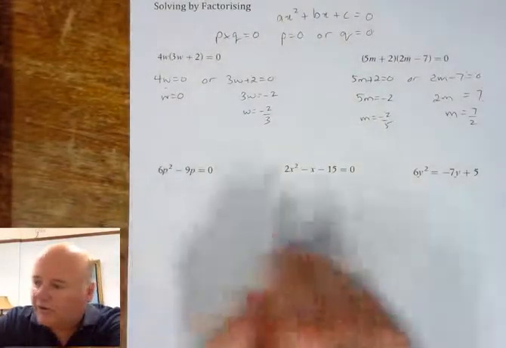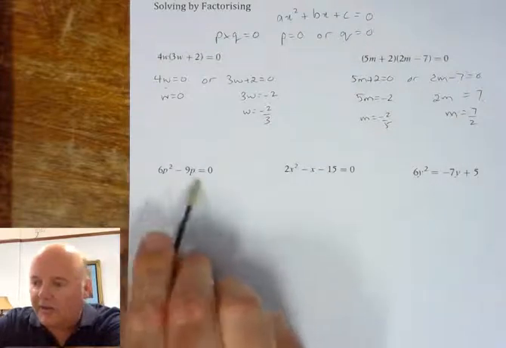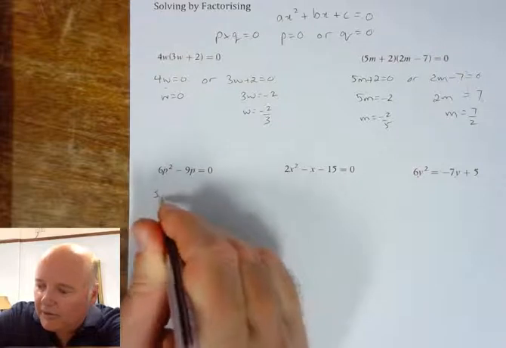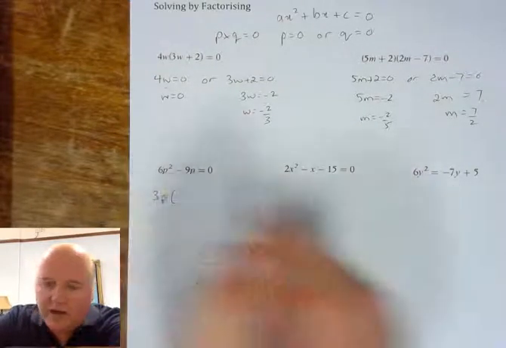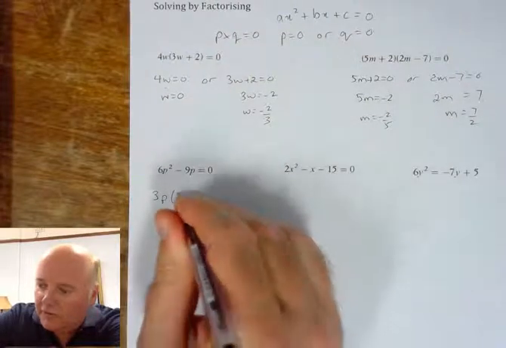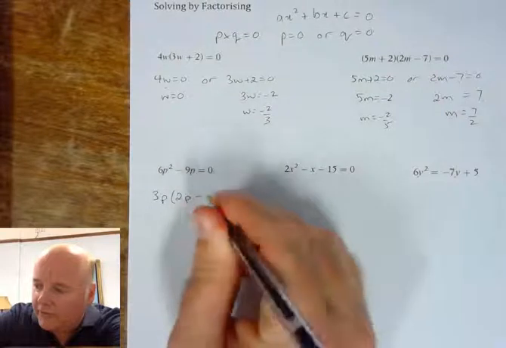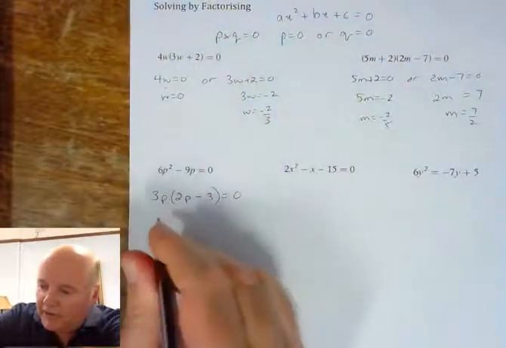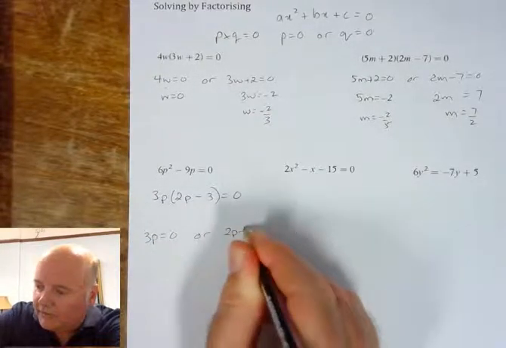When you factorise quadratics, you've got to use different strategies. In this one here, this is a fairly easy one because we just need to take out the highest common factor. So we take out a 3p, because there's a 3 in both of those and a p in both of those. If you take a 3p out of the first one, 3p times 2p gives you the 6p squared. If you take a 3p out of the other term, we go with a minus 3. Now this question is exactly like this one up here. Either the 3p equals 0 or 2p minus 3 equals 0, and we just solve those two.